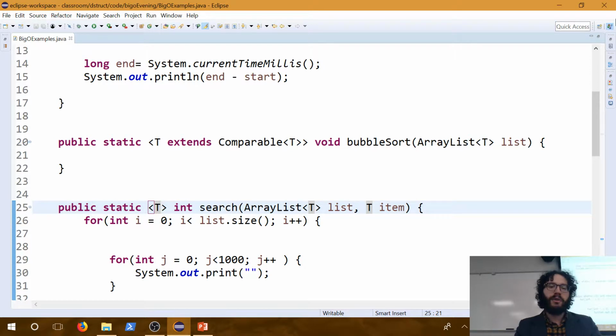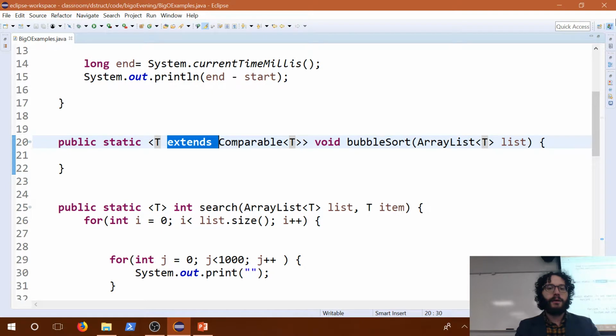First off, if there were more than one generic for some reason, I could declare more than one generic there, separated by commas. We'll get into that when we do hash tables more than anything else. But it's not too scary, and it's not really necessary now. This t extends comparable t over here, though, looks scary, but it's not really that scary.